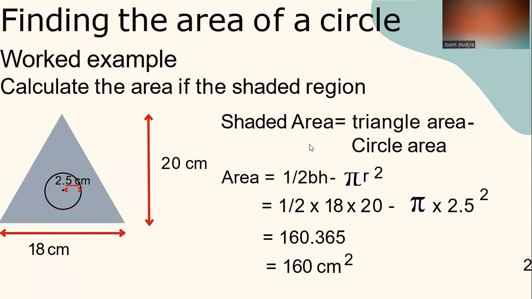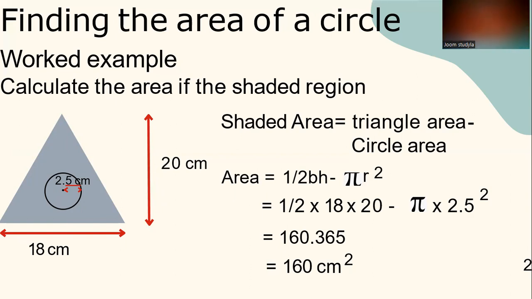So the shaded region is actually the triangle area minus the circle area. So we want to find the shaded region. Okay. So we know that the length here is 20 and the length over here is 18 centimeter.